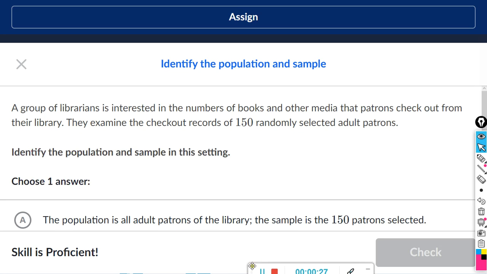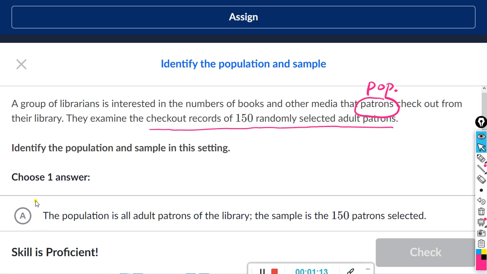It says a group of librarians is interested in a number of books and other media that patrons check out from their library. They examine the checkout records of 150 randomly selected adult patrons. So I like to get my answer before I look at the multiple choices. Okay, so they are selecting from the library patrons. Okay, so that's going to be your population, and the sample is the checkout records of 150 adult patrons of the library.